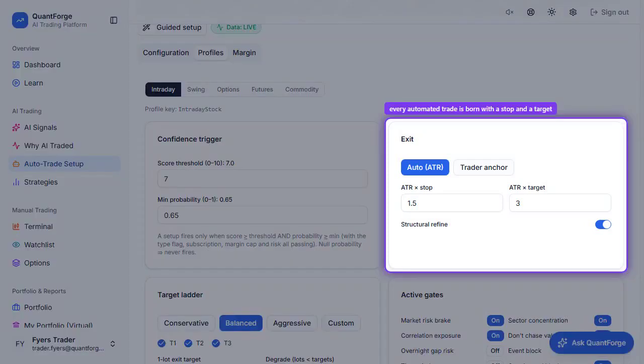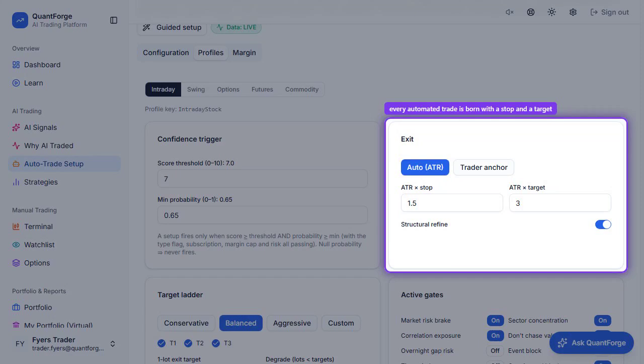So the one thing to remember about stop loss and target here? Every automated trade is born with a stop and a target, never naked. The stop is sized from real volatility and tucked behind real structure. The target is a ladder that banks profit in steps, and a trailing stop makes sure a winner cannot quietly become a loser. You set the style once, and the discipline is automatic forever.